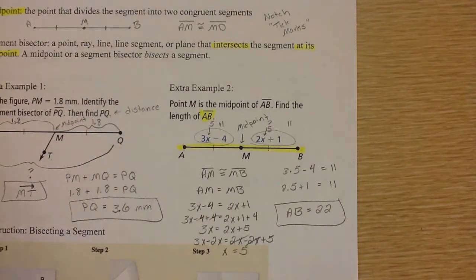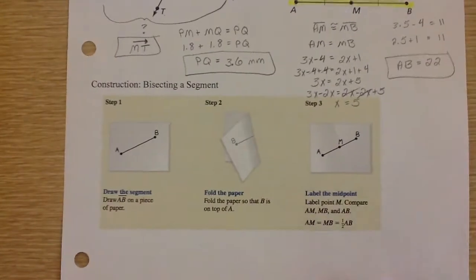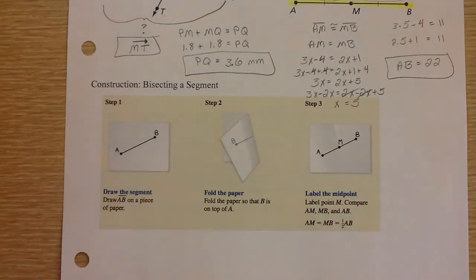Okay. All right, now we're going to do a new construction. A construction is bisecting a segment. We're going to bisect the segment by paper folding. That's actually the quickest and easiest way to bisect a segment. There's another way using a compass, and we'll look at that later on. But if I'm just wanting to find the midpoint, the easiest way is by paper folding.